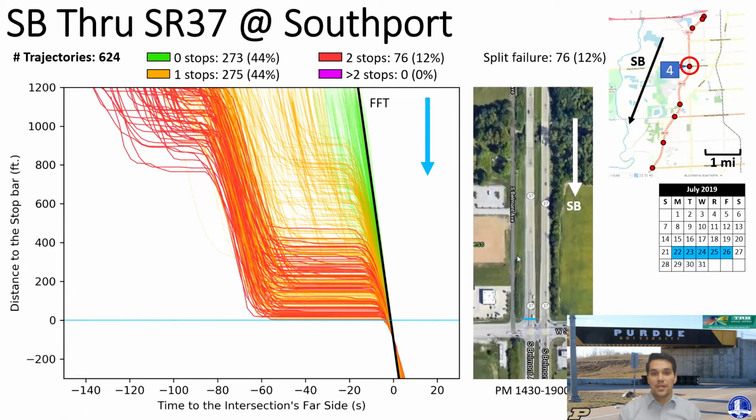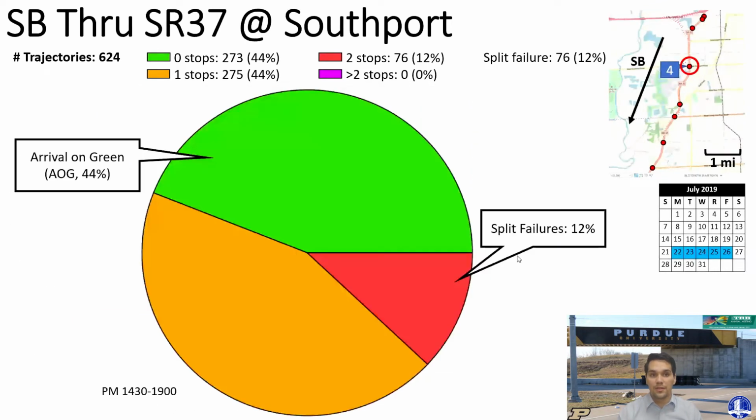For the opposite direction, we see that the amount of split failures increased significantly, and we're going to see these results on the overview of the intersection. So here we see that 44% of the trajectories arrived during the green time of the cycle, whereas 12% of them had split failures.